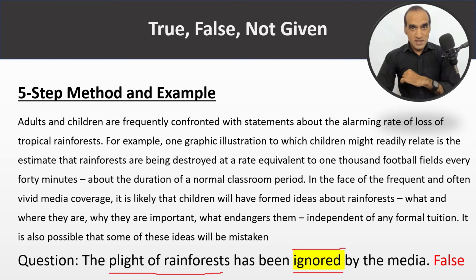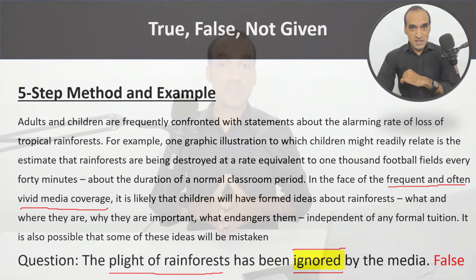Now before going into the passage, let's think about this. If it clearly says that the media has ignored it, then we would say this is true. But also think of the opposite. The opposite is that the media paid attention. If the media paid attention, then this question would be false. Let's see. If you look here, it clearly says, despite vivid media coverage. So this means the media did give coverage to it. So this is opposite to what the question is saying. So it is false.